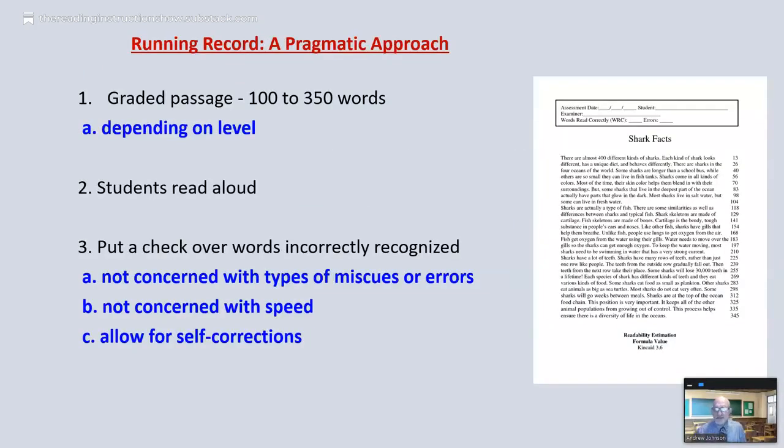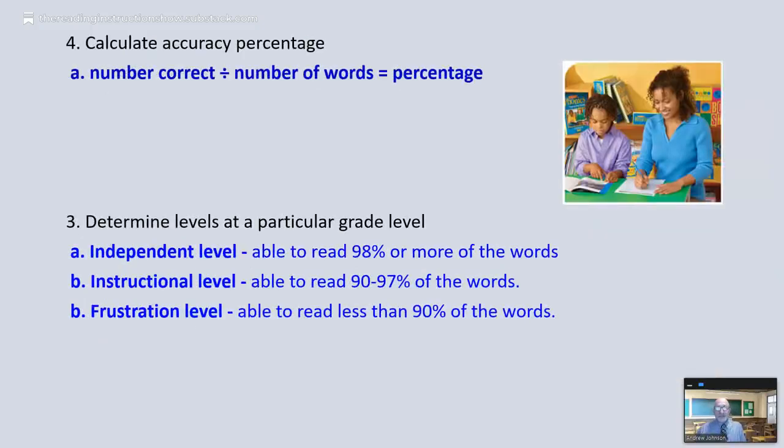You have a graded passage, a passage that you can say is at this grade level, this Lexile level. Students read it aloud, and you put a check mark over incorrectly recognized words. We're not concerned here with the type of miscues or the speed, and we allow for self-corrections. To calculate the accuracy, you take the number of words correctly recognized and find the percentage, and you can determine their reading level at a particular grade level.